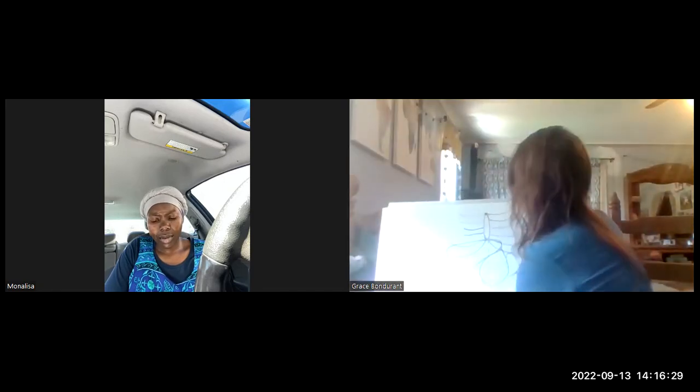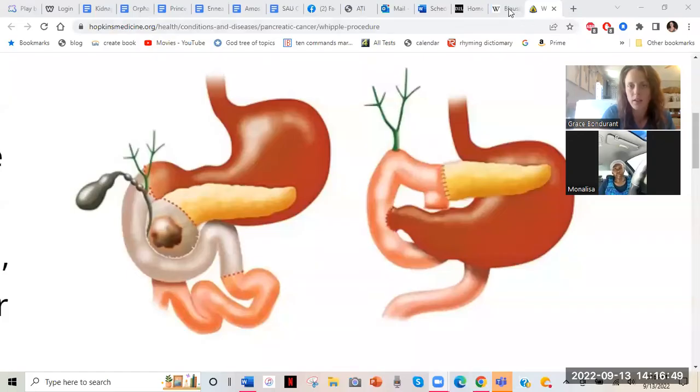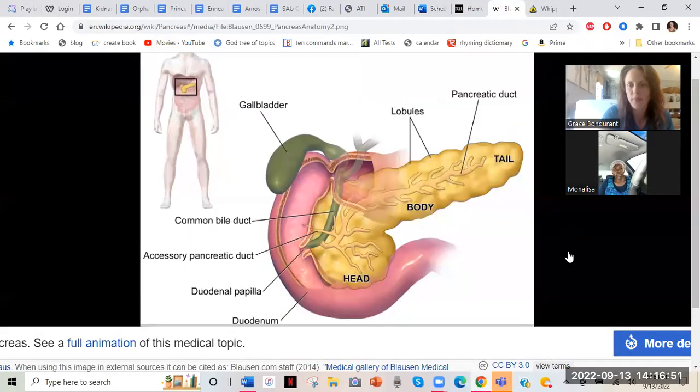I want to pull up, let's see if I can, are you on your phone? Yeah. Okay, let's see if this will work. I had an image pulled up on my computer that I can screen share. So if you can't see it, just let me know. Okay. Screen share. Okay. Can you see this picture? Yes. Perfect.